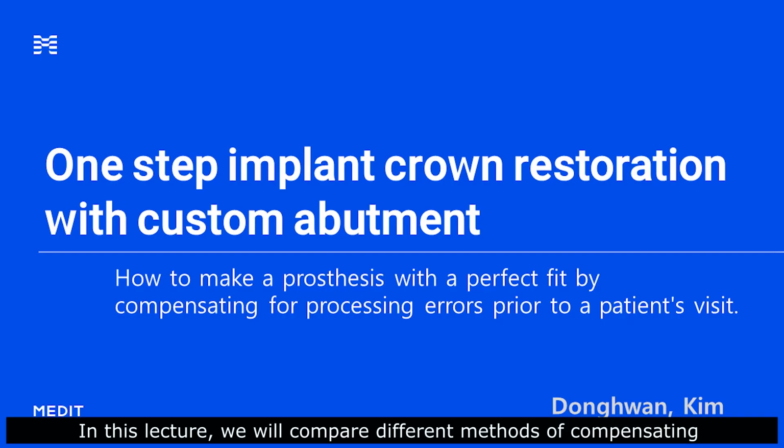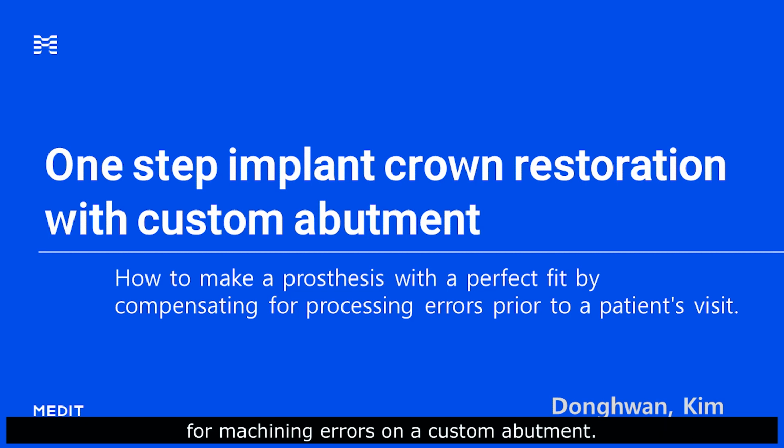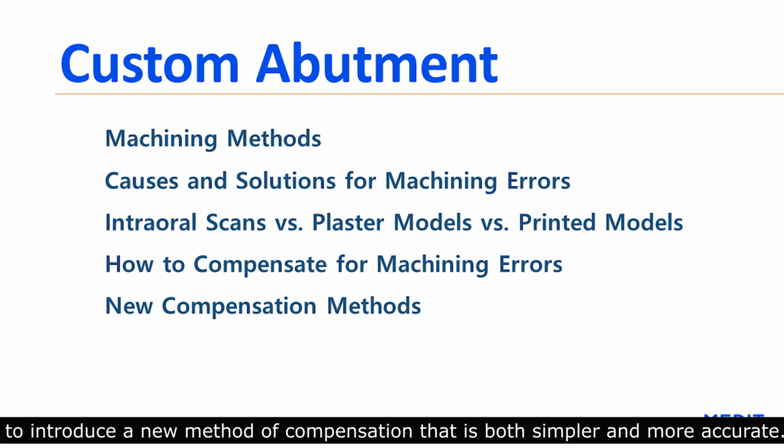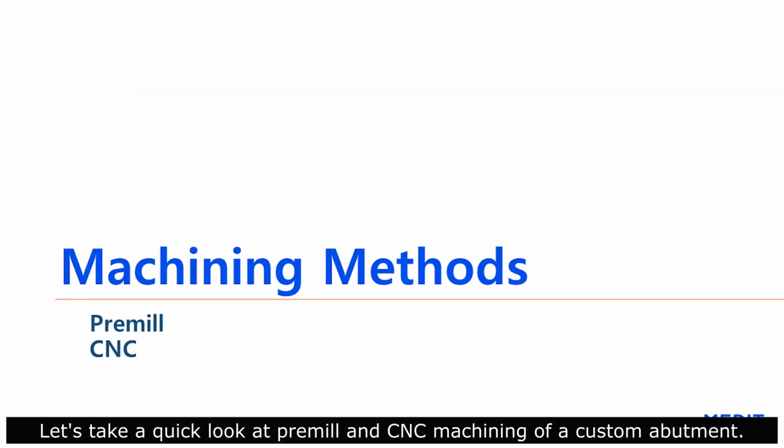In this lecture, we will compare different methods of compensating for machining errors on a custom abutment. We will cover the following topics. We will discuss how custom abutments are machined, look at the causes and solutions to machining errors, and compare different methods of compensating for unresolved errors and their consequences. In particular, the key objective of this lecture is to introduce a new method of compensating that is both simpler and more accurate. Let's take a quick look at pre-mill and CNC machining of a custom abutment.